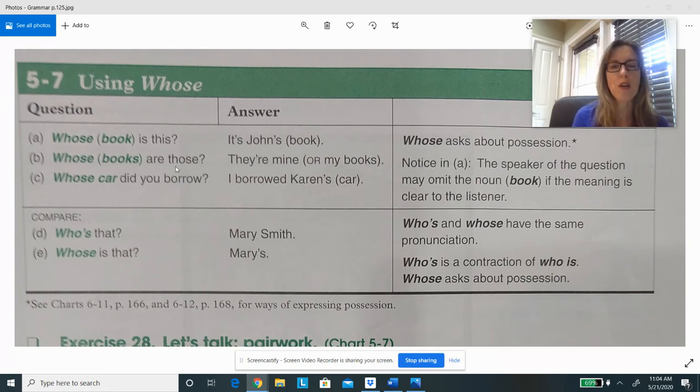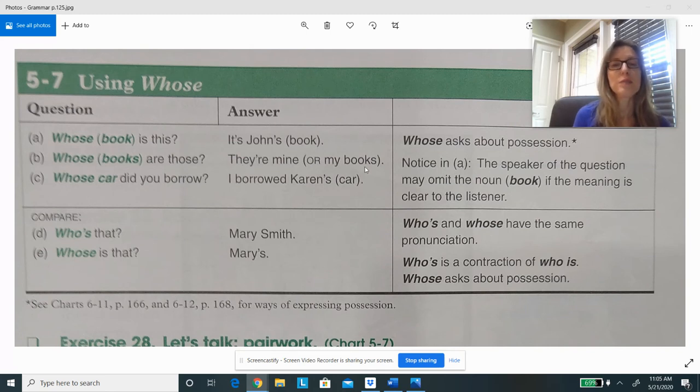Whose books are those? Notice here we're using a plural noun, which is fine, singular or plural, but just make sure your verb matches the noun. So plural verb because we have a plural noun. Answer, they're mine. Mine is also possessive. It's called a possessive pronoun. Or you could say, they're my books.